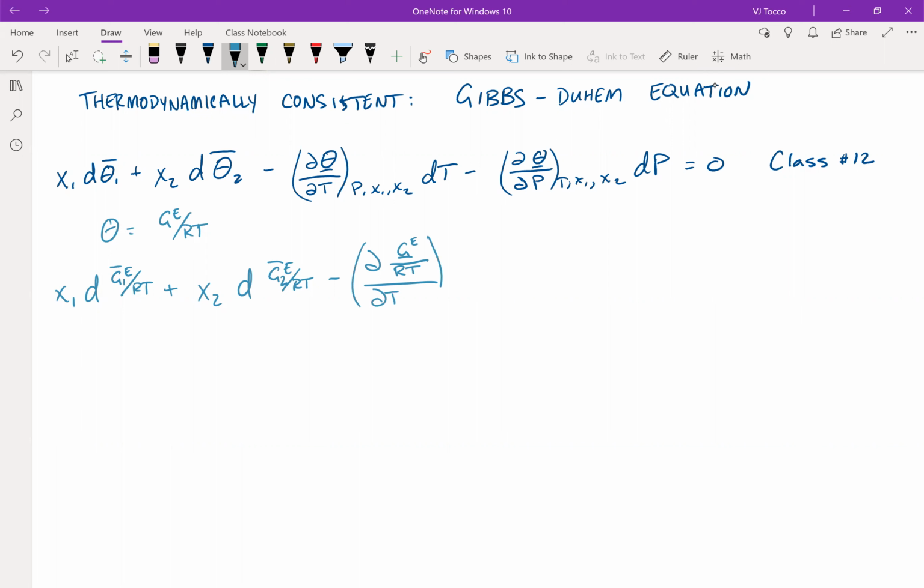Yikes. Teaching phase equilibria is very, very difficult, to keep everything, to say everything correctly at the same time as you're trying to write it.